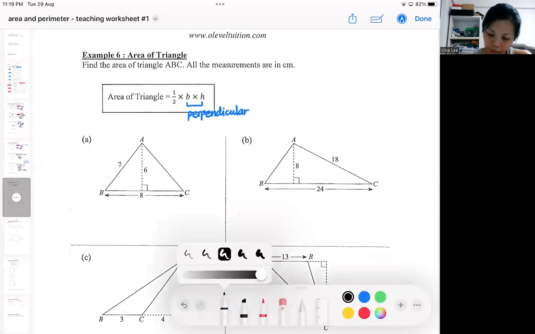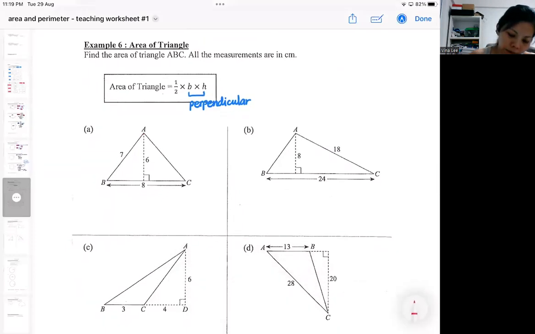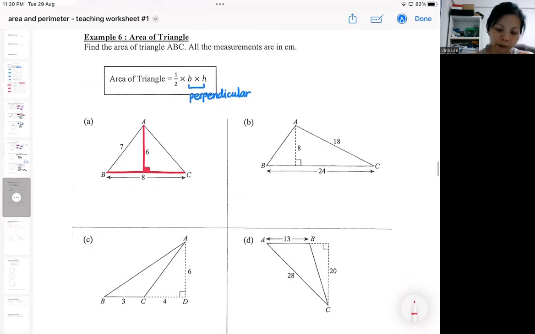So, for example, here, you find the pair that's perpendicular. This is the perpendicular pair. This will be the height, and this will be the base. Between them, they must be perpendicular. So actually 7 is not part of what is needed to find the area.